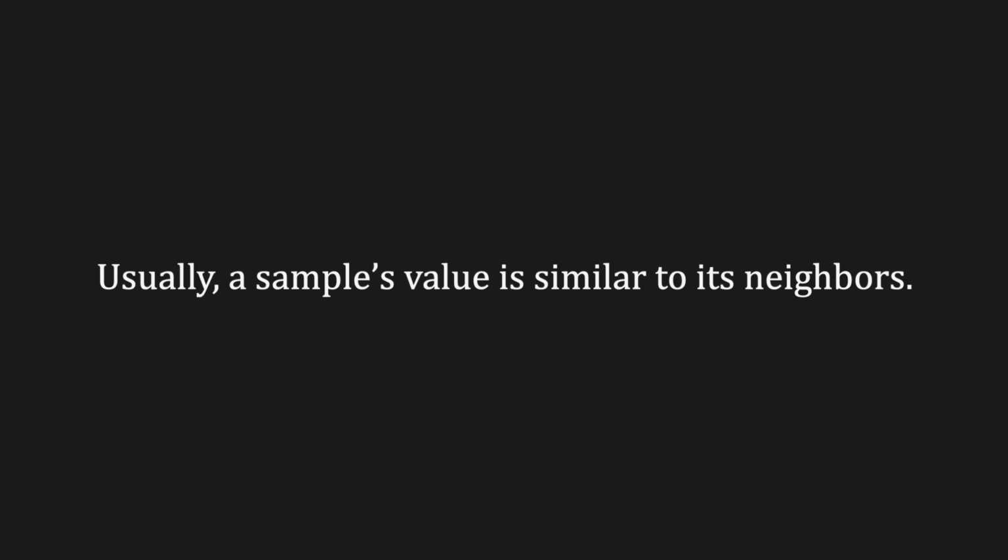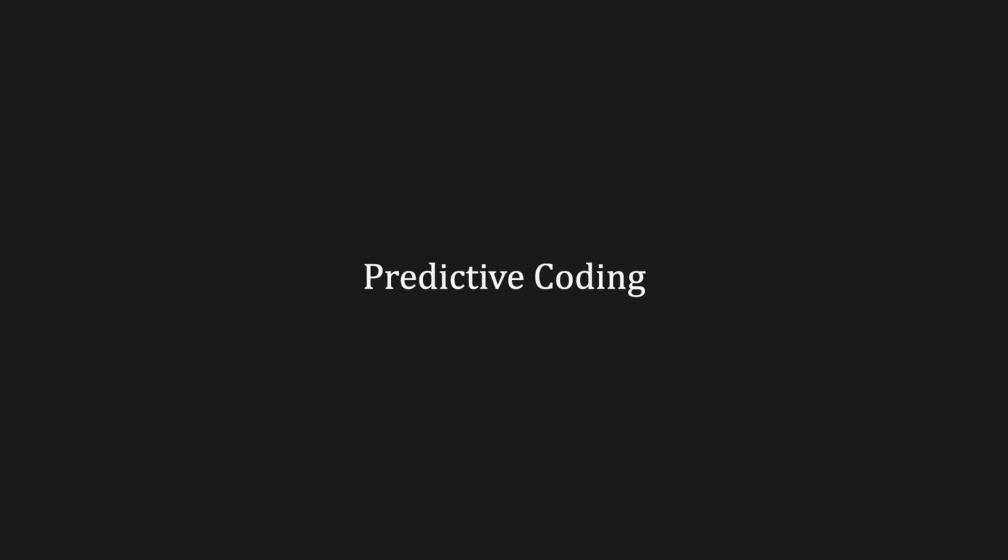Usually, a sample's value is similar to its neighbors. Predictive coding uses previous samples to guess the next one, transmitting only the prediction error. The decoder reconstructs the original sample by adding this error to the prediction. Compression must respect the system's maximum bit rate, even for difficult-to-compress passages.